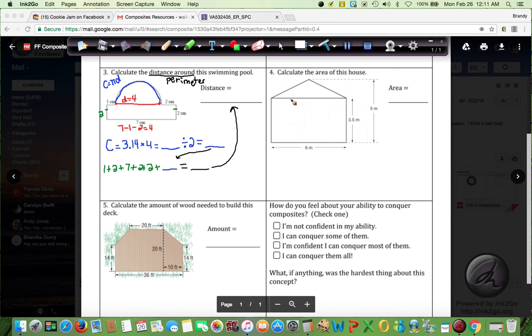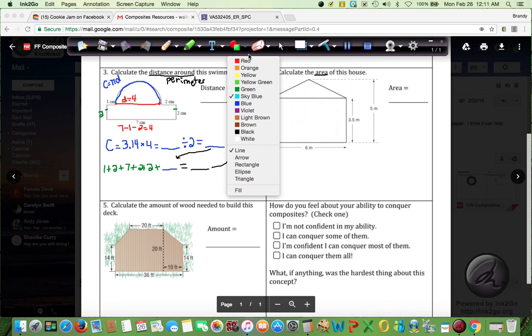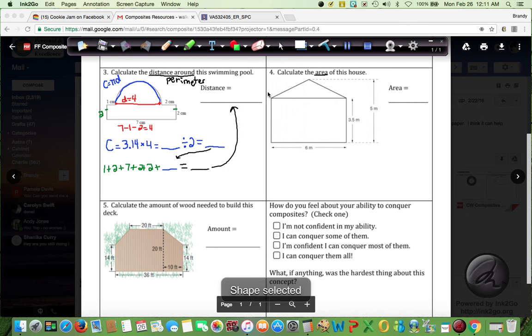All right. Number 4, calculate the area of this house. So in this case, I see 2 separate shapes. And when we're talking area, we need to break it into shapes. If it just says what's the perimeter, that would be easier because you just add up all the sides. But in this case, we have 2 shapes. So the easiest one, in my opinion, is the rectangle, right? So I'm going to try and do something a little different in this video to see if it will help you. So I have my rectangle right here.